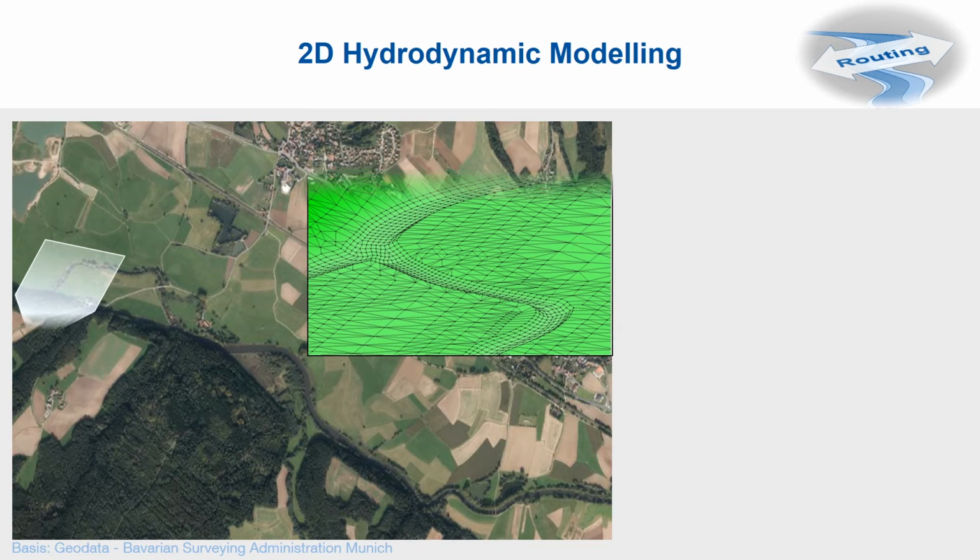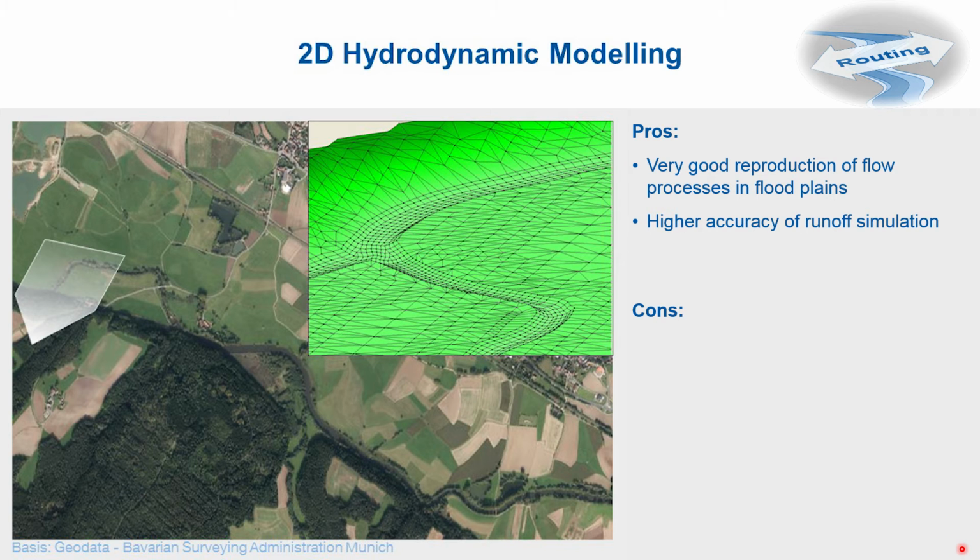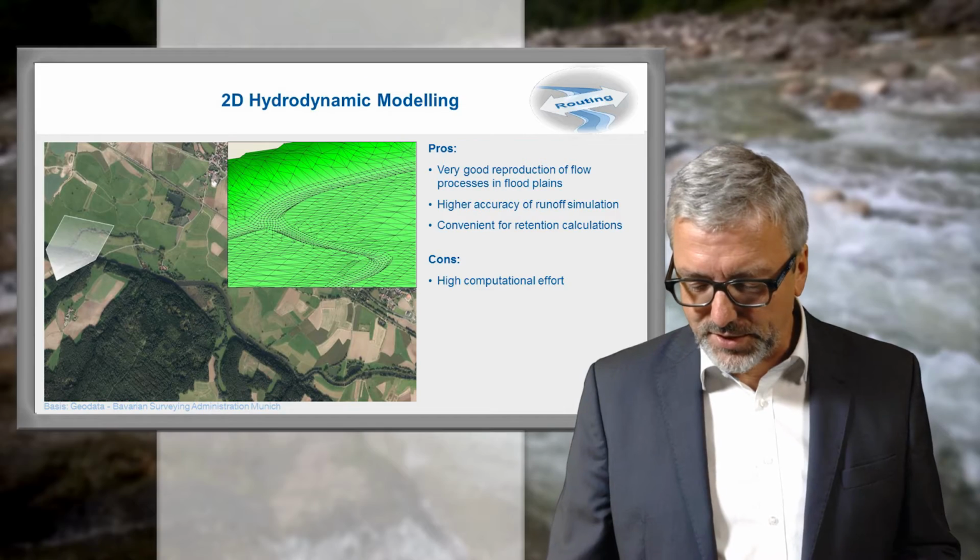So here's an example also from the Upper Main again, and the pros are of course a good representation of flow in the floodplains and in the river. The accuracy is good, and you can also calculate, for instance, riparian forests and the retention of riparian forests in the floodplains. You cannot do it with a 1D model. So all these retention effects based on different roughnesses, on the spatial variability in the floodplain, are much better done by 2D models. The cons, yeah, you can imagine, it's of course the calculation time.